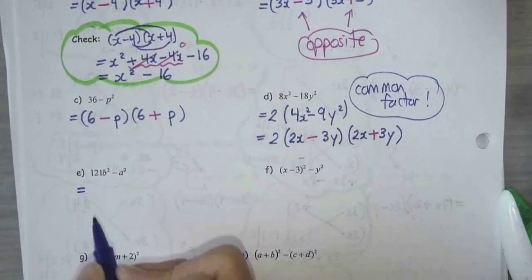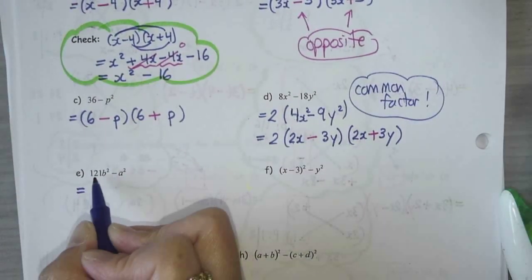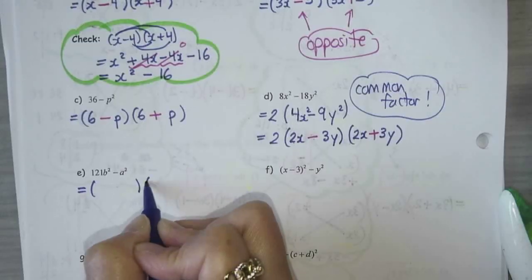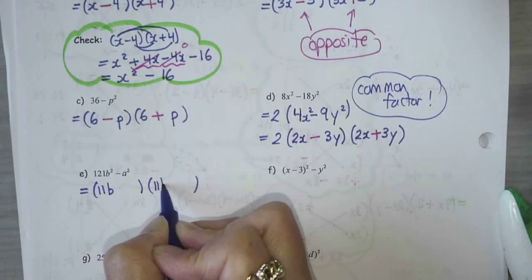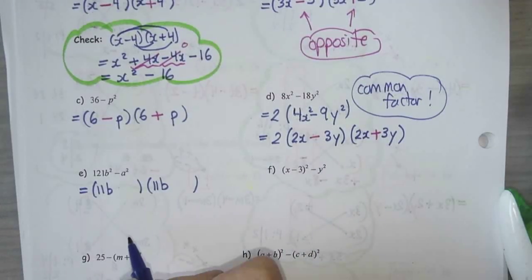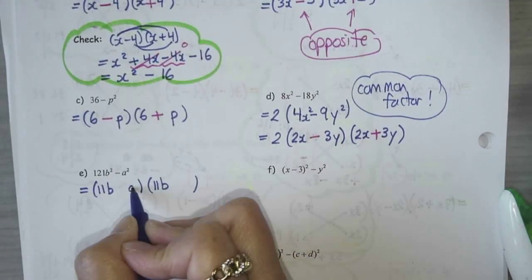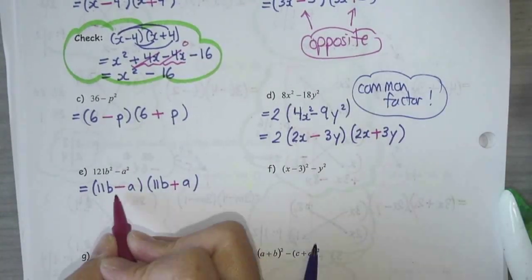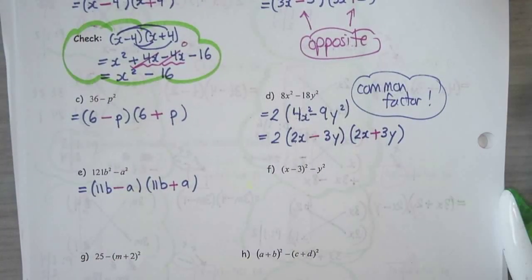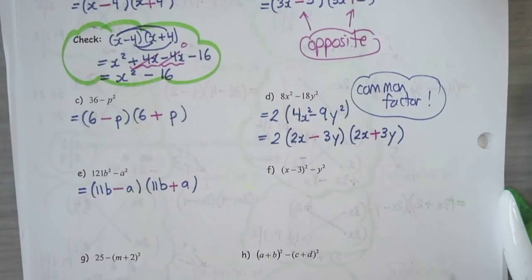Try it again. 121b squared. 121 is actually 11b and 11b. That gets me 11 and 11. This a is a times a, and the sign in the middle, one's minus and one's plus. Doesn't matter the order. Okay, we're going to look at the bracket ones next.